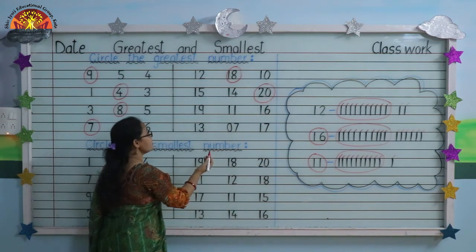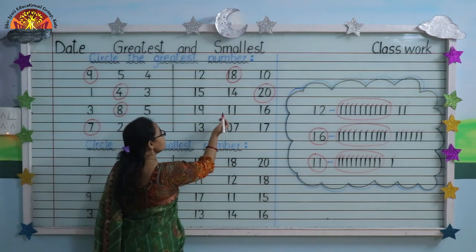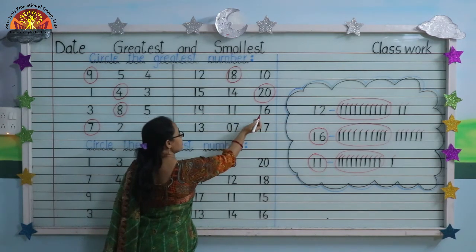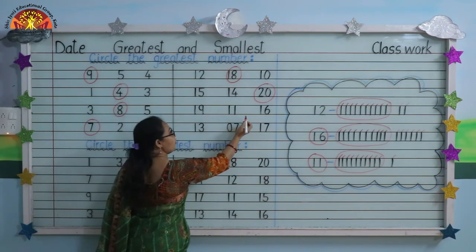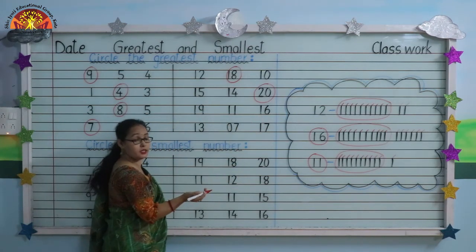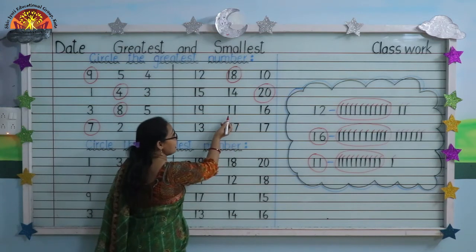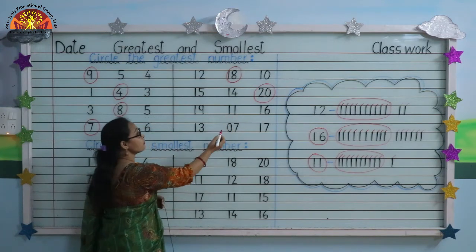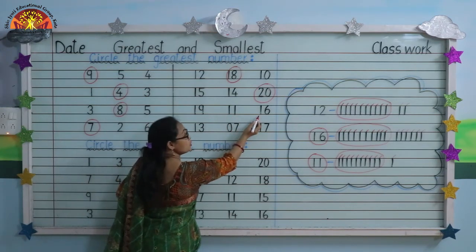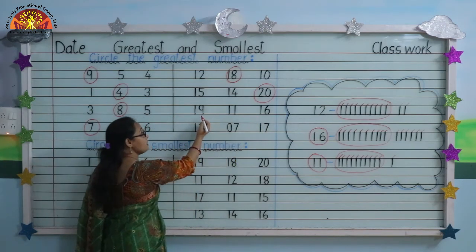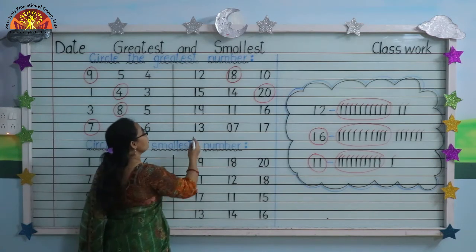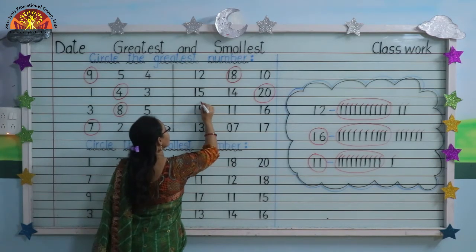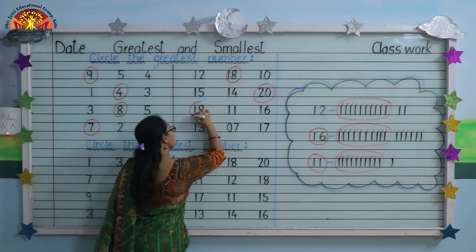Next, given numbers are 19, 11, 16. Kids, which is the greatest number over here? Is it 11? No. Is it 16? No. Is it 19? Yes. Very good, kids. Now we will circle the greatest number like this.